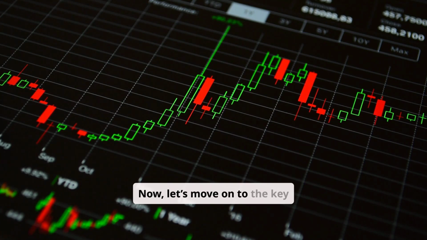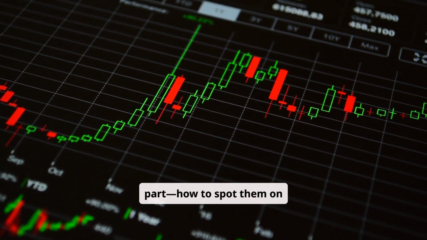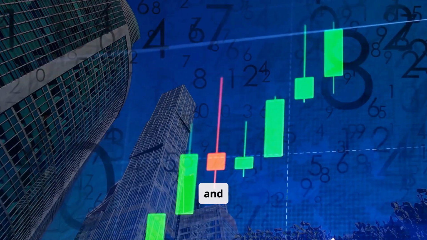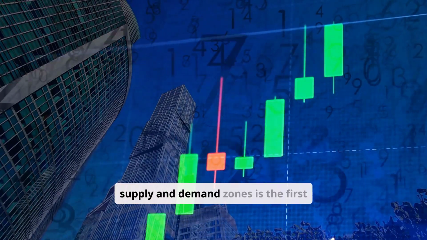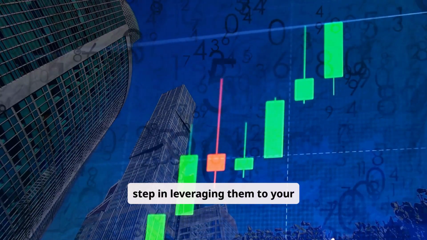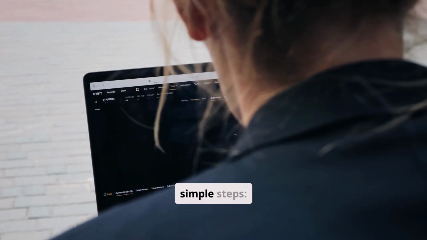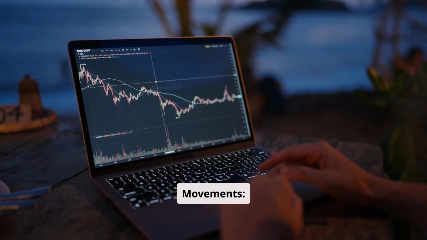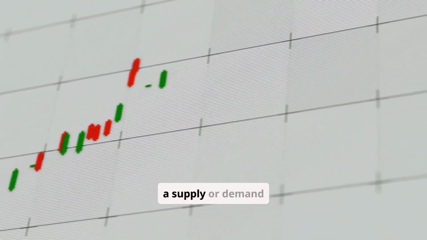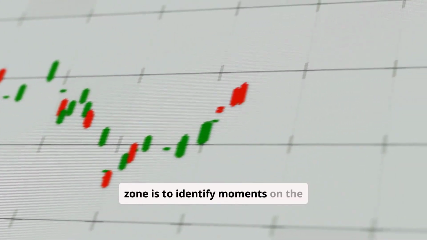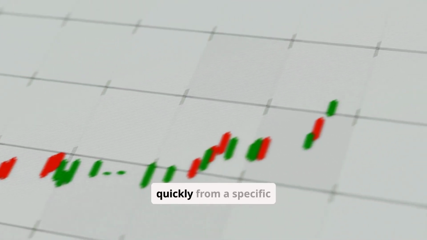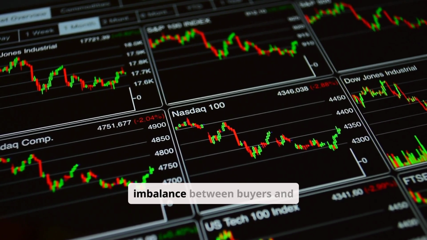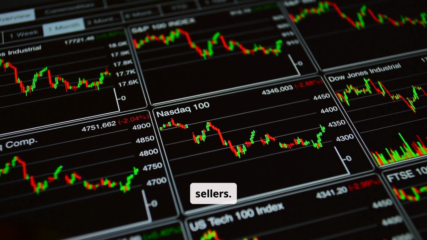Now, let's move on to the key part: how to spot them on a chart. Here's where things get fun and visual. Identifying supply and demand zones is the first step in leveraging them to your advantage. Follow these simple steps. Look for strong price movements. One of the easiest ways to find a supply or demand zone is to identify moments on the chart where prices move away quickly from a specific level. These sharp movements often indicate an imbalance between buyers and sellers.